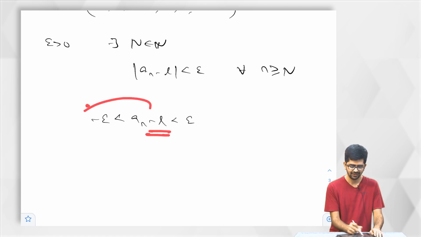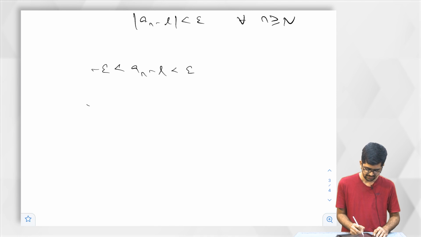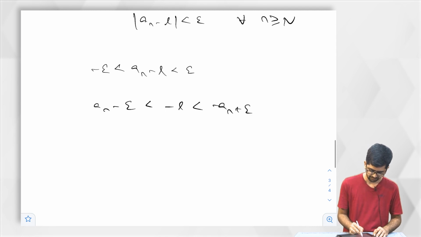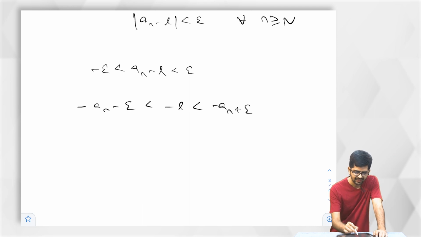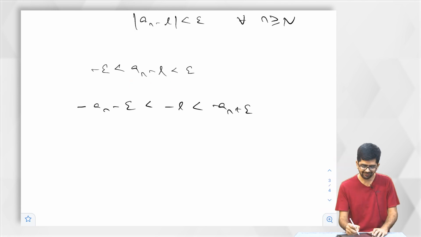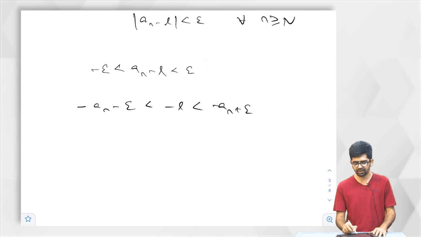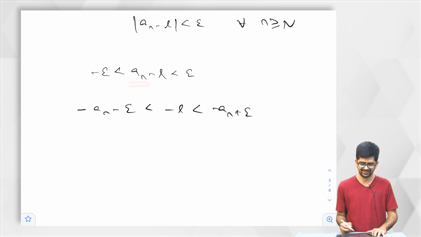Instead of moving L here, let us move a_n here. So what does this say? This says minus a_n minus epsilon less than minus L less than minus a_n plus epsilon. So the idea should be clear. In previous cases, L was constant, a_n was taking so many values. So we moved L here. Now we want to get some idea about L. So this I am keeping fixed and moving a_n to the other side.